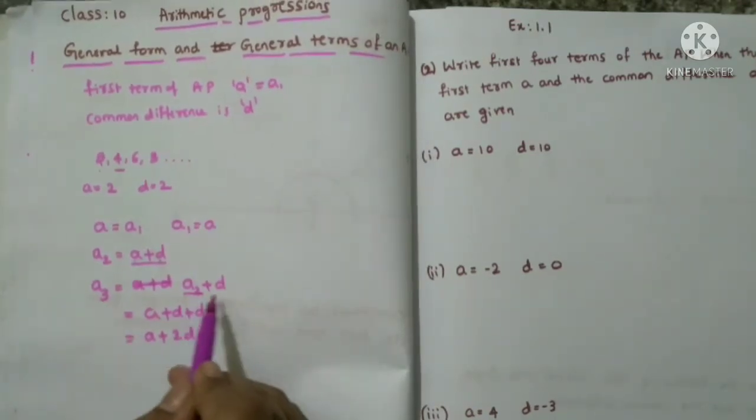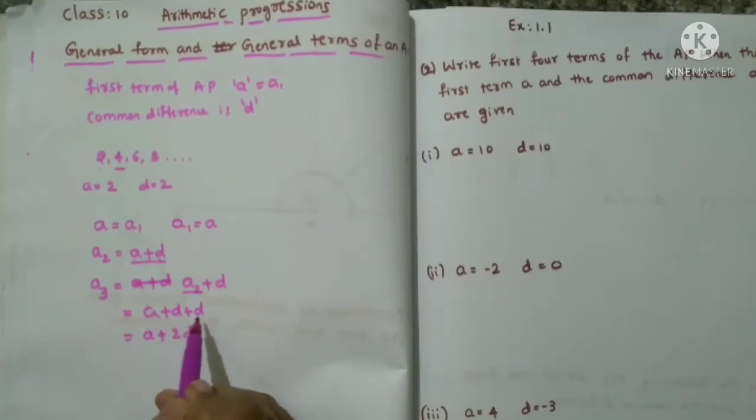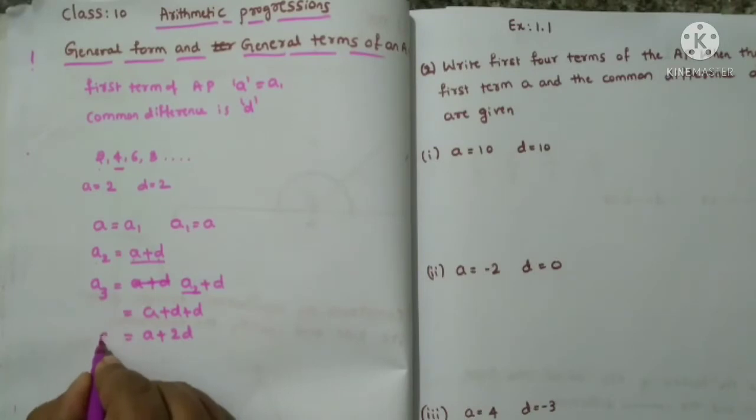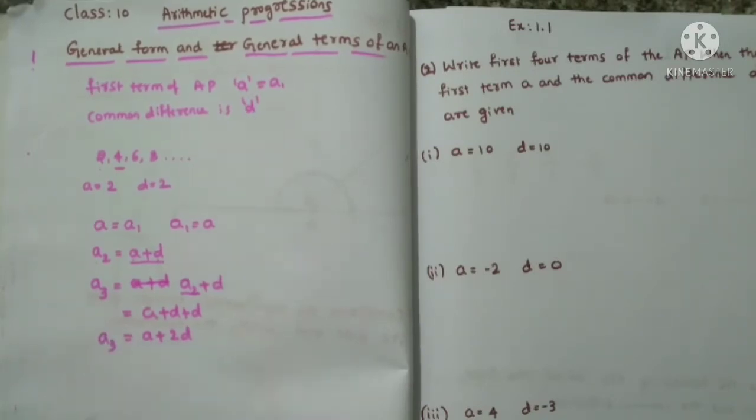So a3 is equal to a2 plus d, that is a plus d plus d. d plus d is 2d, so a plus 2d. So a3 is what we got: a3 is equal to a plus 2d.